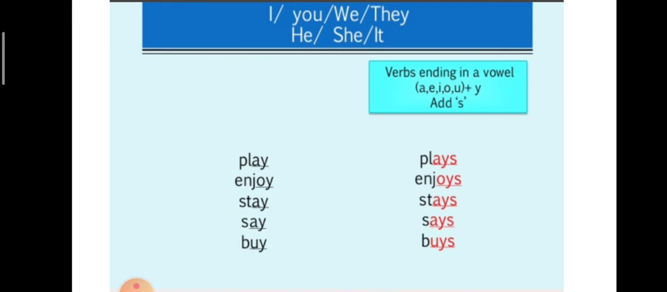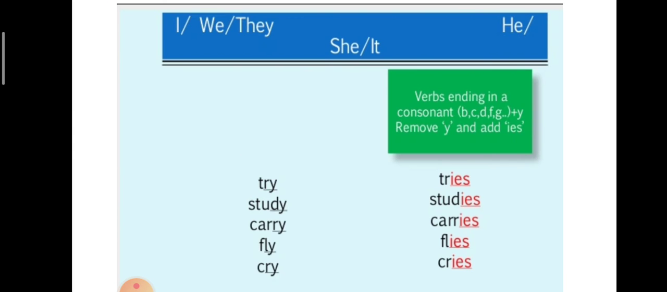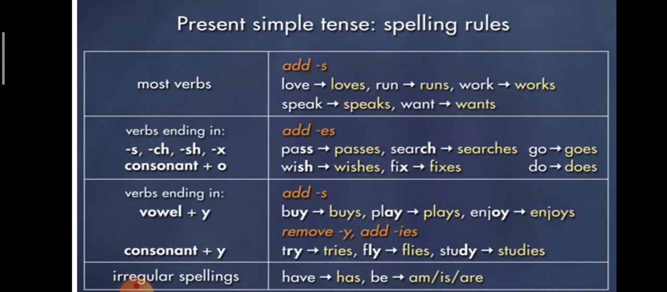These are the verbs that end with A, E, I, O, U before the Y. Next, if it ends with a consonant, meaning any letter except A, E, I, O, U, you have to remove the Y and add IES. Try, tries; study, studies; carry, carries; fly, flies; cry, cries. So you have to know the rules before doing the simple present tense. Yes, this is the rule page right now.